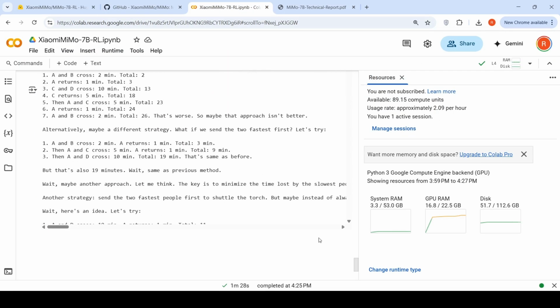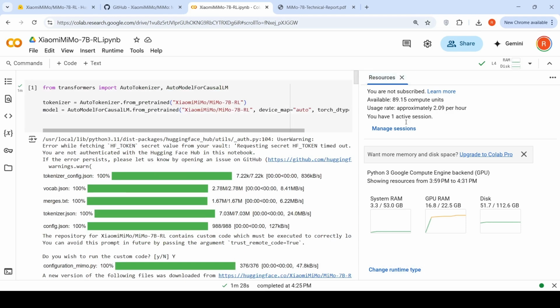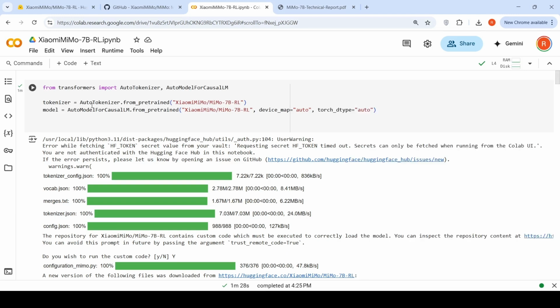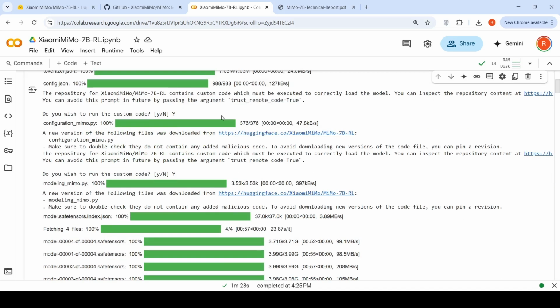It is very simple to install this and make use of this model. I'm using this L4 Colab instance, as this model requires close to 15 GB of GPU VRAM. You can instantiate the model like this: from transformers import AutoTokenizer, AutoModelForCausalLM. You create the tokenizer and model. This is the model ID, Xiaomi MiMo-7B-RL, and here you can download the model.